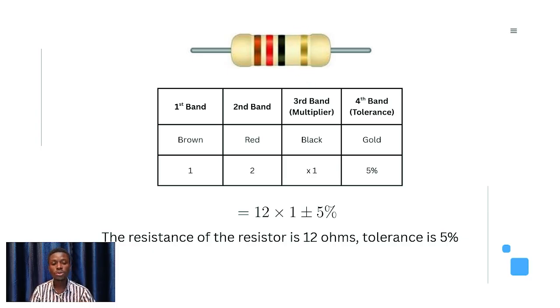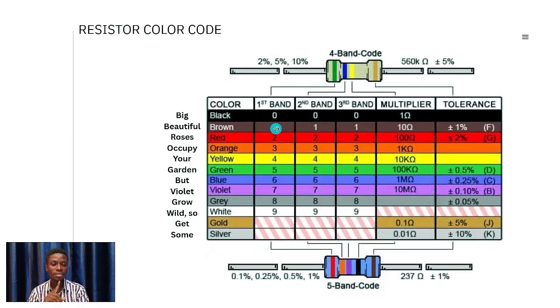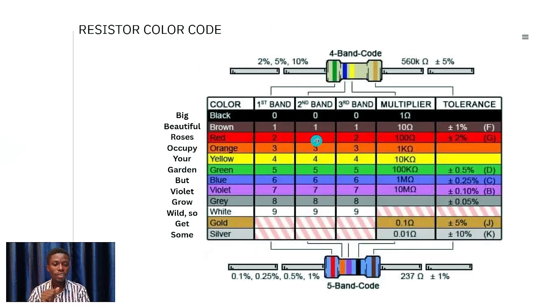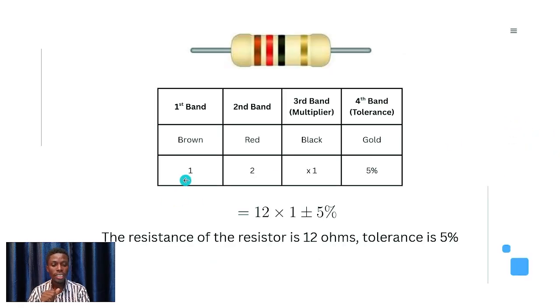Most 4-band resistors, their last color is gold. So the first band, which is brown, what is the value for brown? 1. Look at it. The value for brown is 1. So you write down 1. The second band is red. What is the value for red? The value for red is 2. Do you get? So you write down 2. So you already have 1, 2, which we put together as 12. Now the third band is called the multiplier band. Do you get that? Let me say that again.